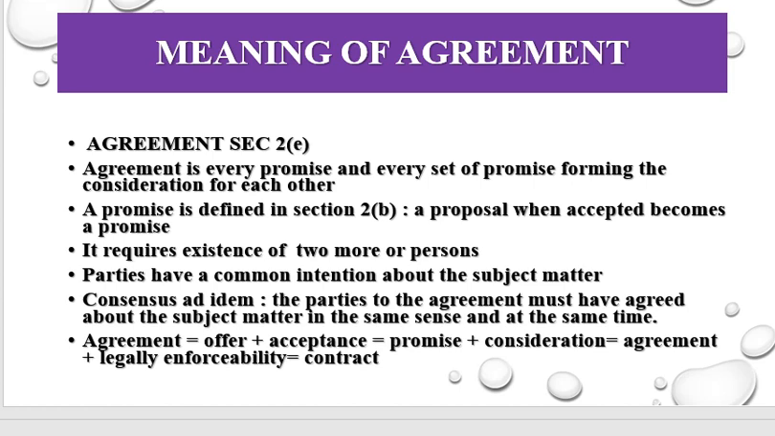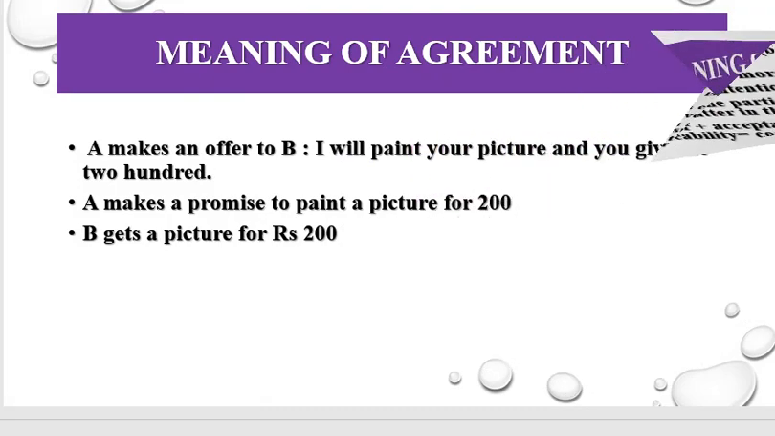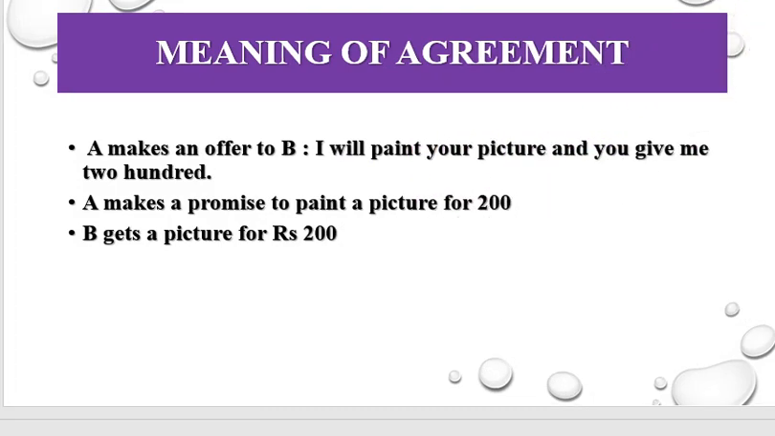Then it becomes the promise, and the promise should be supported by the consideration, and the agreement should be legally enforceable. Then it becomes the contract. So contract has two elements: agreement, and second, it should be legally enforceable.